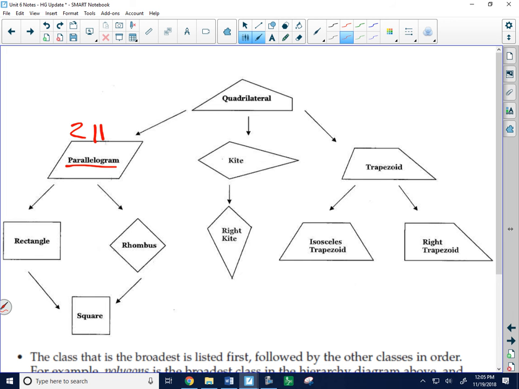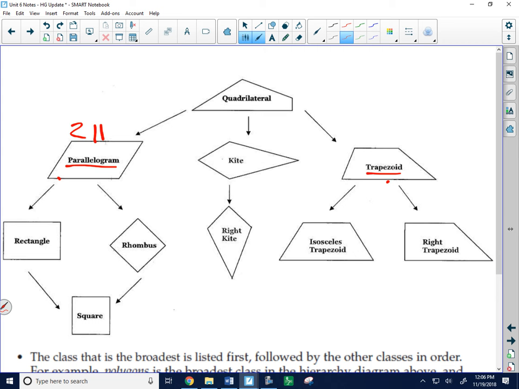Remember the basic definition of a parallelogram: two sets of opposite parallel sides. We're going to be looking at traps and kites. Anybody remember? I'm sure you've done basic trapezoid hopefully before. What's the definition of a trapezoid?